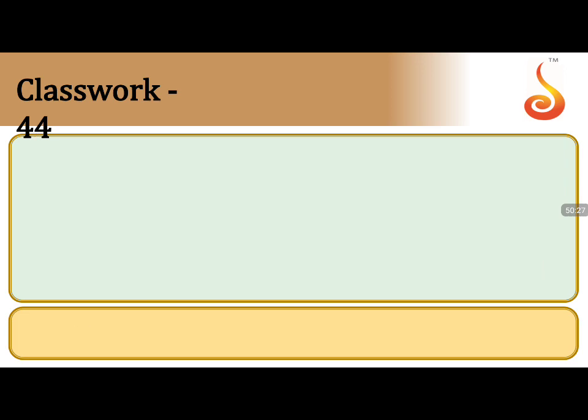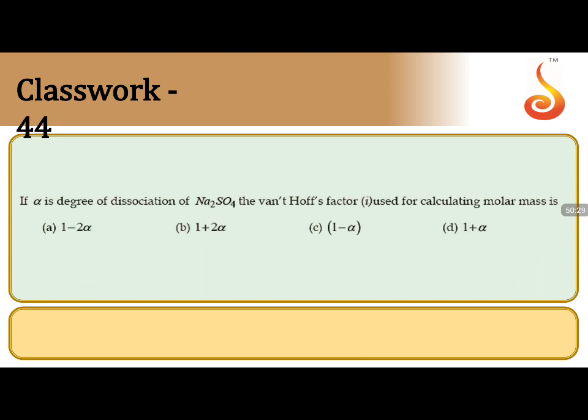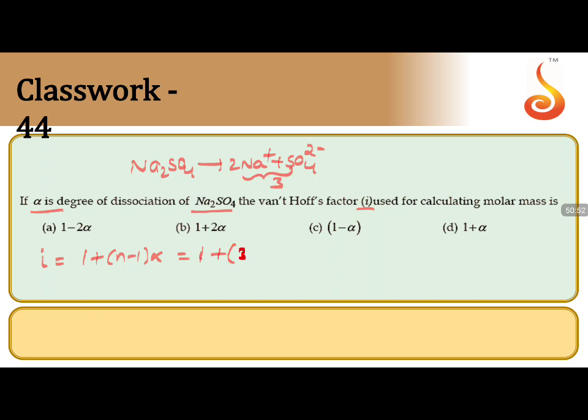So moving to the 44th question. If alpha is the degree of dissociation for Na2SO4, what is the Van 't Hoff factor? Van 't Hoff factor is given by 1 plus (n minus 1) into alpha. If you split Na2SO4, it will split into 2Na plus and SO4 2 minus. So how many ions are coming? 3 ions are coming. So i is 1 plus (3 minus 1) into alpha, that is 1 plus 2 alpha, which is there in option B. So my answer will be option B.